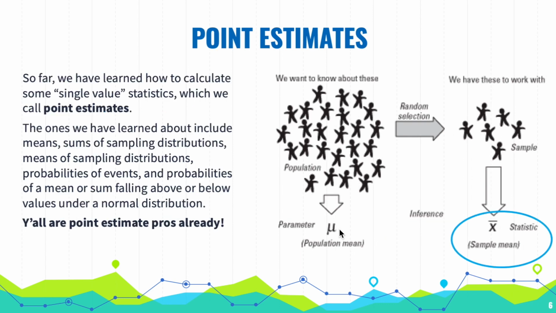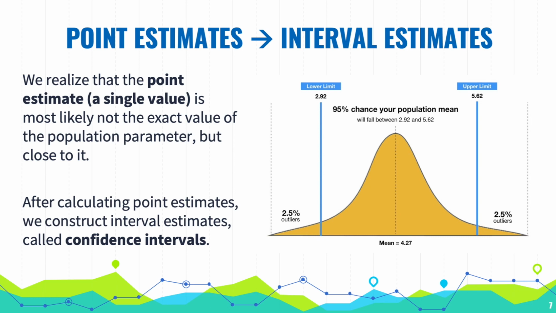So far, we've learned how to calculate some single value statistics, which we call point estimates. The ones we've learned about include means, sums of sampling distributions, means of sampling distributions, probabilities of events, and probabilities of a mean or sum falling above or below values under a normal distribution. Y'all are point estimate pros already, and you didn't know it. So now we want to build upon our skills to go from just point estimates to creating interval estimates. We realize that point estimates are a single value, and they're most likely not the exact value of the population parameter, but probably close to it, right?